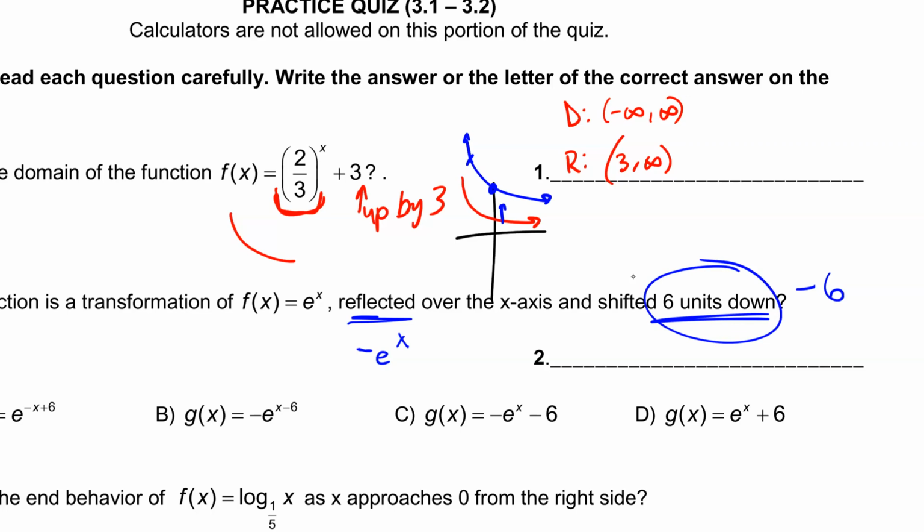Isn't it the opposite? No, horizontal is opposite. What would it say if it wasn't negative e to the x? What would it say instead of reflected? Oh, I would just say shifted 6 units down. Reflected means you have a negative coefficient in front of e to the x, because it flips it. So it's just going to be this guy.